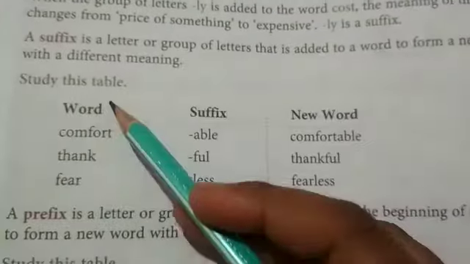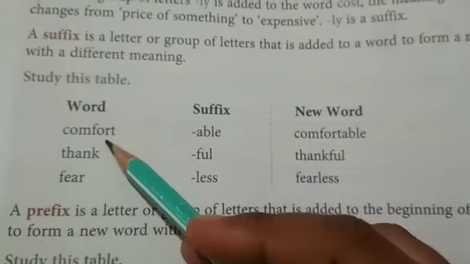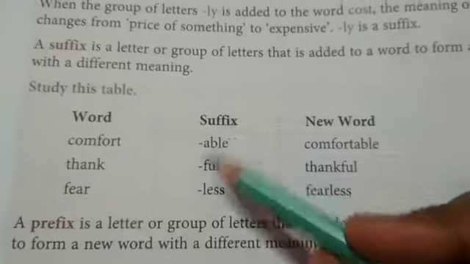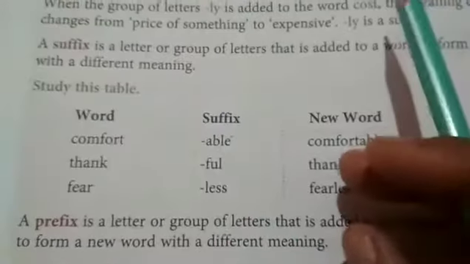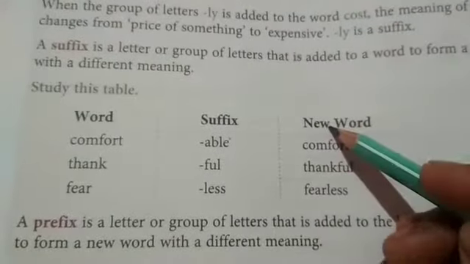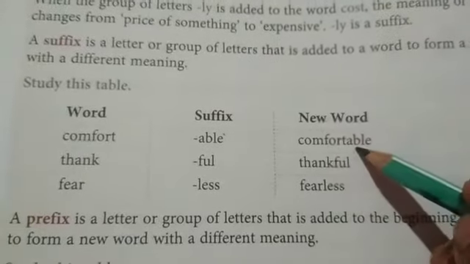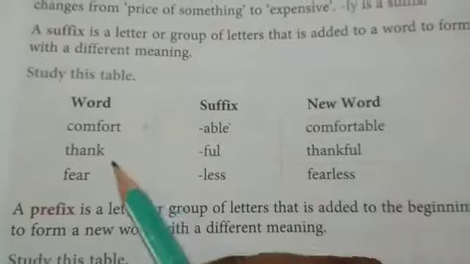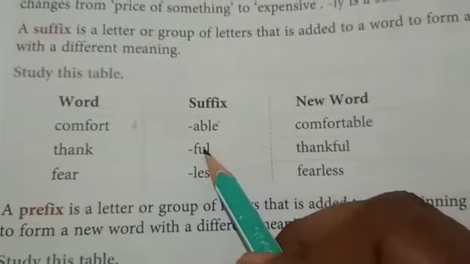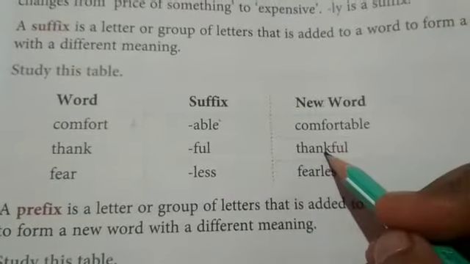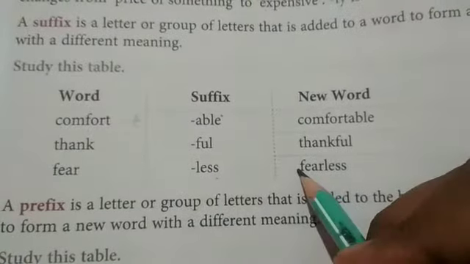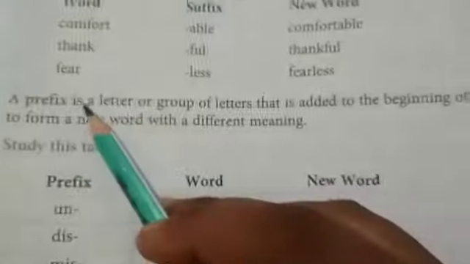Like study this table, the word is comfort. If I add the suffix given, then what is the new word? Comfortable. These two words are added together, right? Thank, then suffix ful, thankful, right? Fear, less. Okay, then what is a prefix?